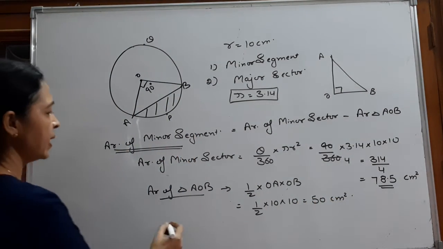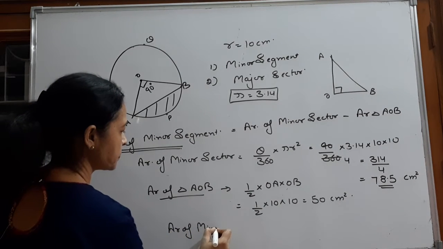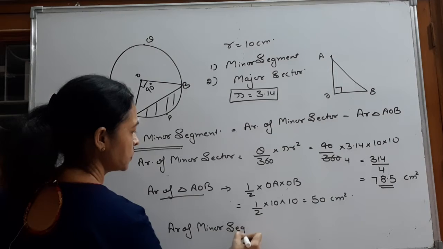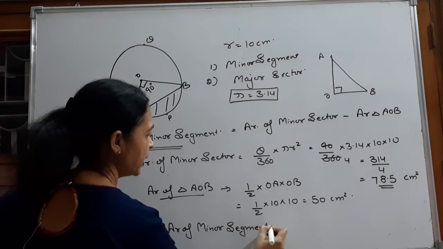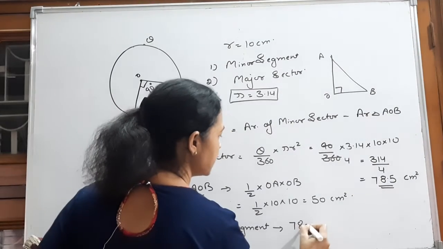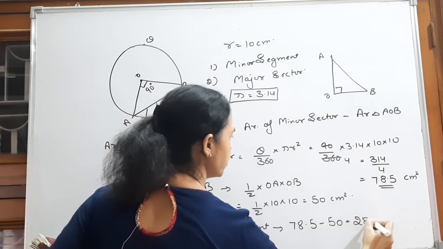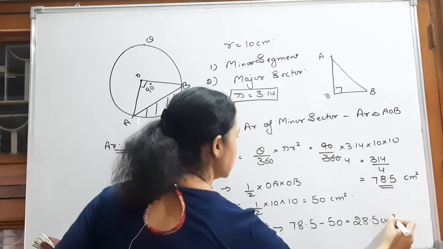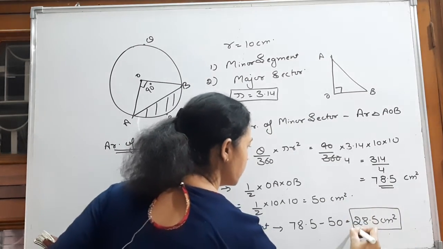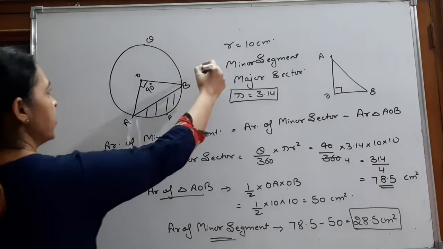Now, what will be the area of minor segment? Area of minor segment will be area of sector, that was 78.5, minus 50, that is 28.5 centimeter square is the area of minor segment. Clear? First part we have done.